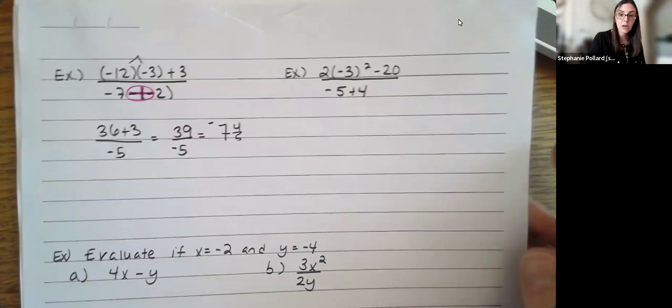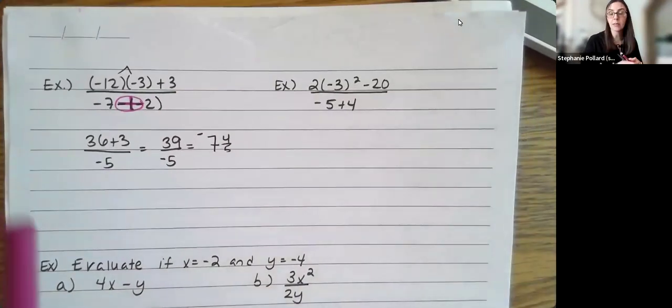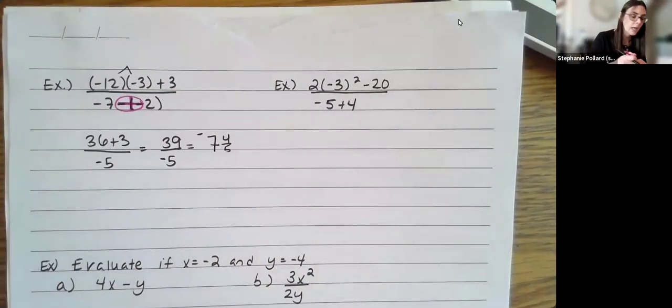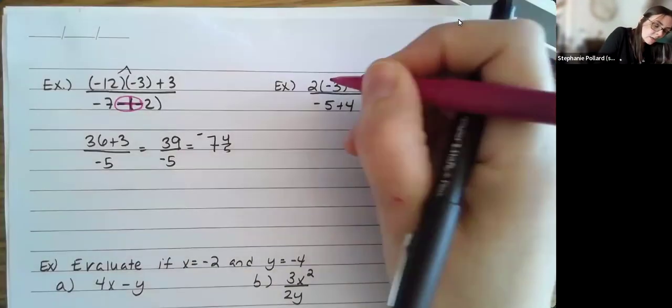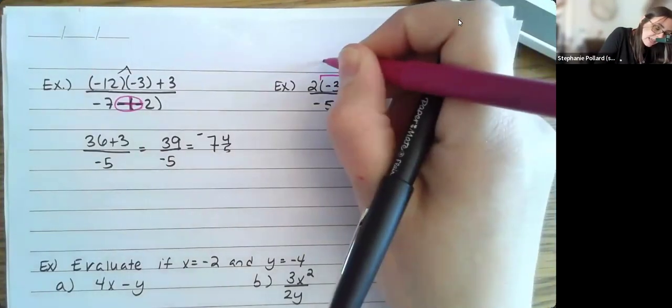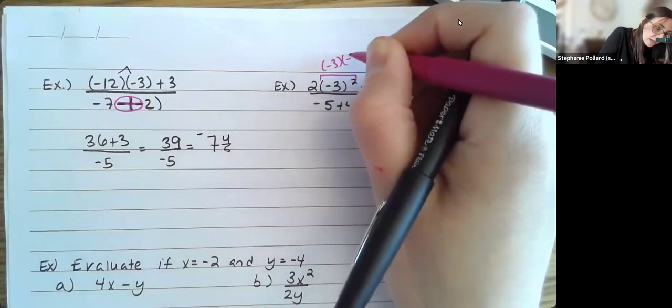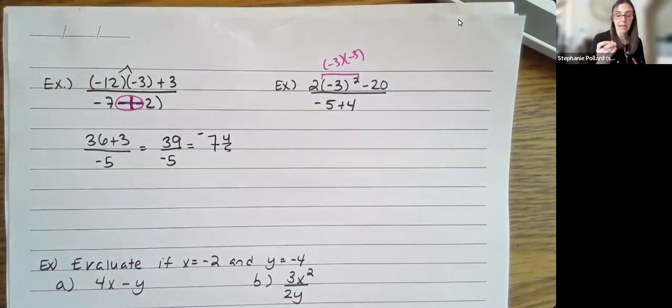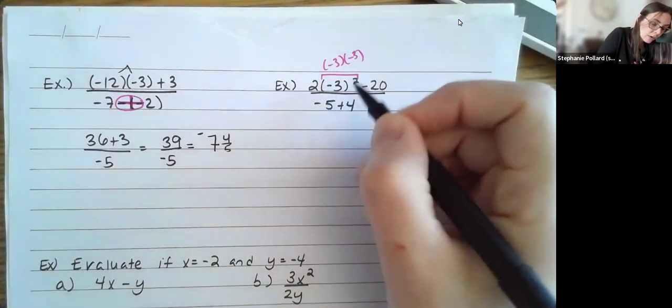For the next one here, I do see, again, same process. I'm going to do the top first and then the bottom, and then I'll do the fraction at the end. So here I see a square. So it's -3 times -3. That will become a +9. So be really careful with your exponents.